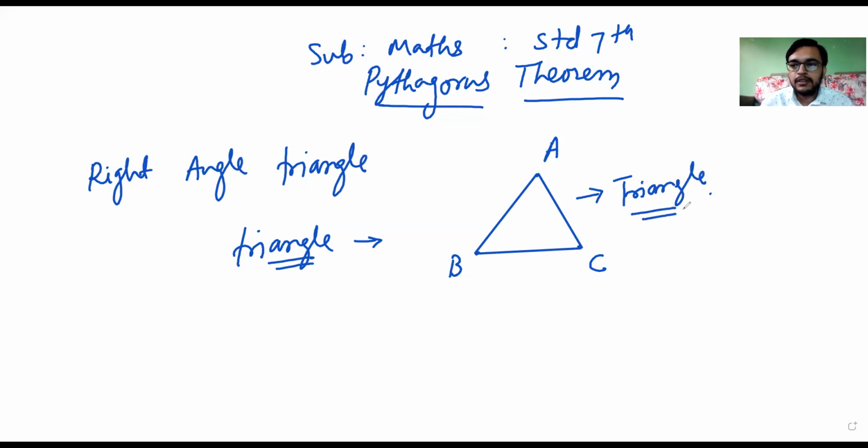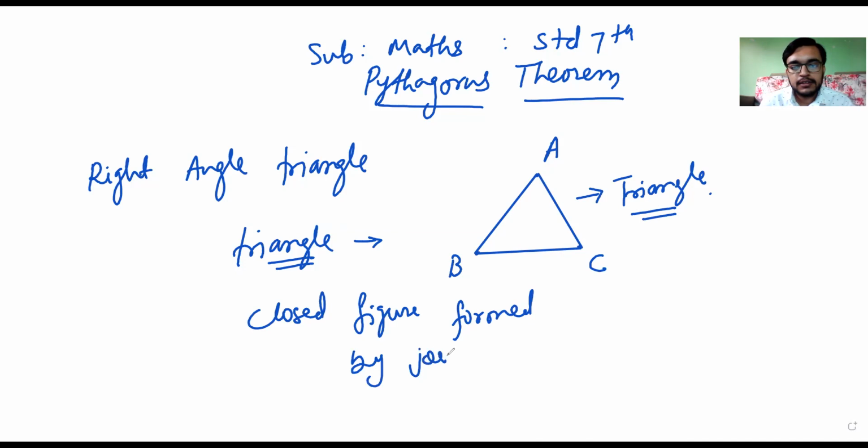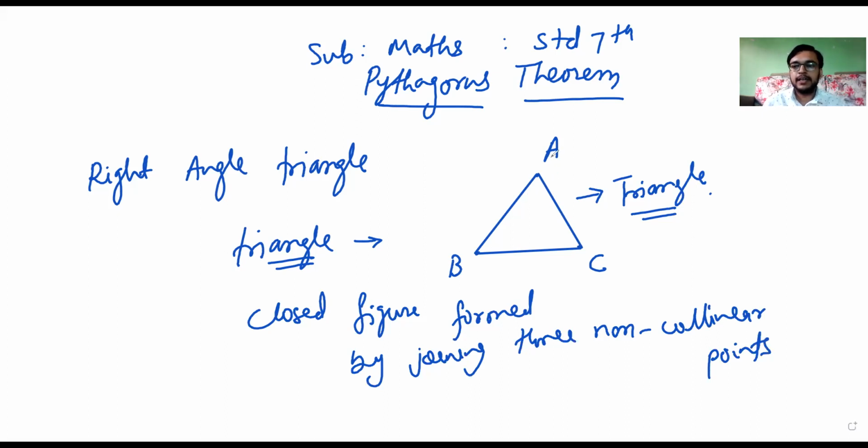Okay. Do you understand what is meant by triangle? Triangle is a closed figure formed by joining three non-collinear points. Okay. This is called a triangle.